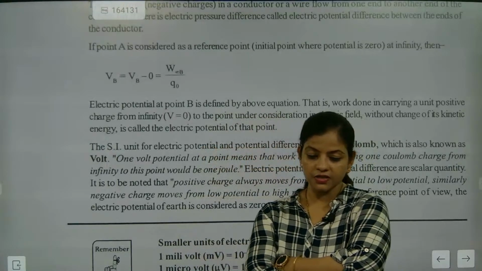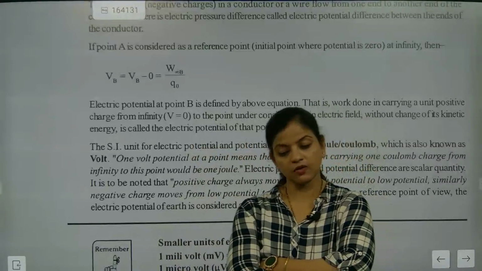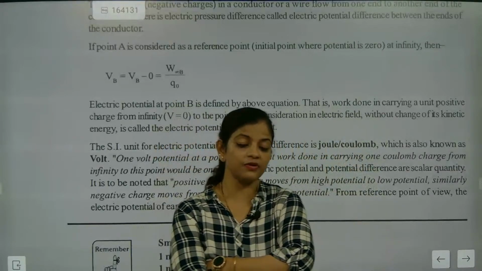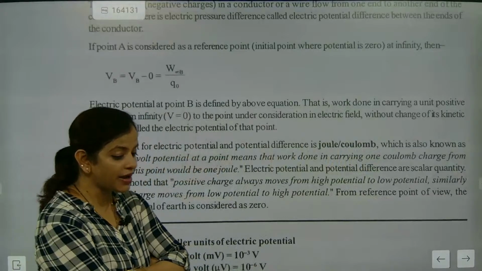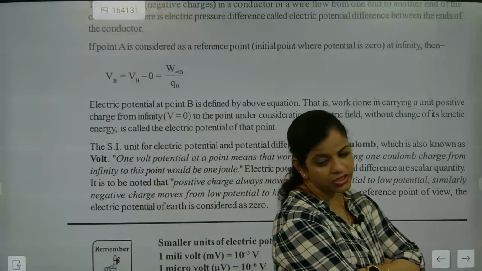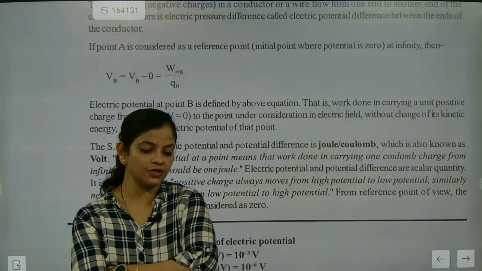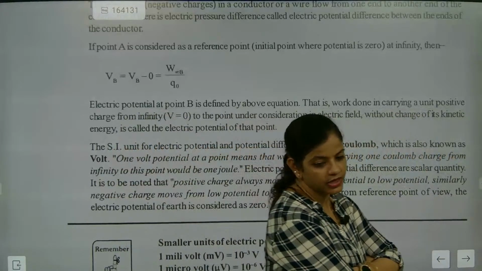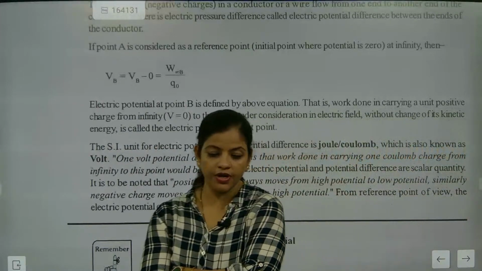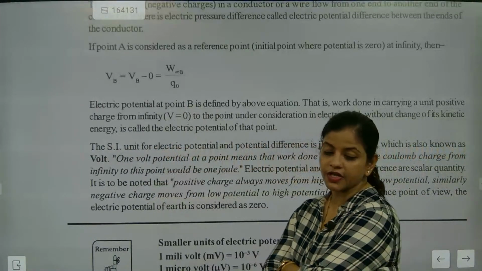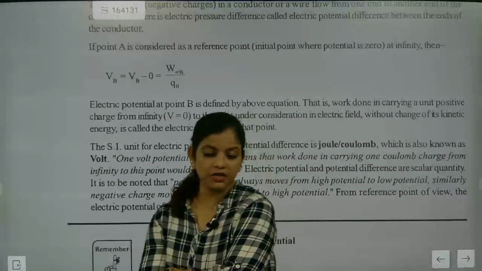Yashwit is not giving an answer. Charge is a scalar quantity. Why? Because it only has magnitude, but it does not have direction. Since charge only has magnitude and no direction, it is considered a scalar quantity. Yes, absolutely correct. Charge is a scalar quantity. Correct, Yashwit. Yashwit, check your live button; if it is not on, then answers come a little late.